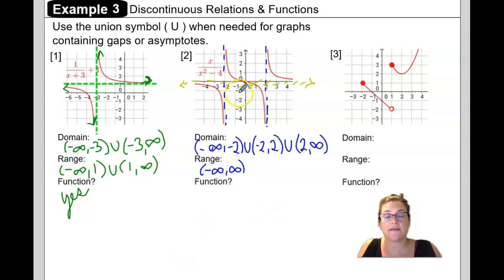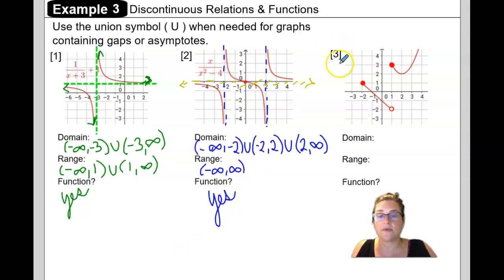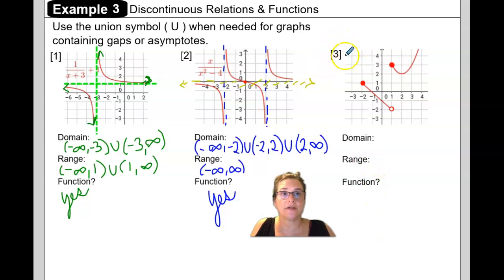Okay, and is this a function? Yes, it is. It passes the vertical line test. It's a rational function. Okay, so pause the video, give number 3 a try, and then come back when you're ready to resume. Okay, so welcome back. We're ready to go over number 3 together here.